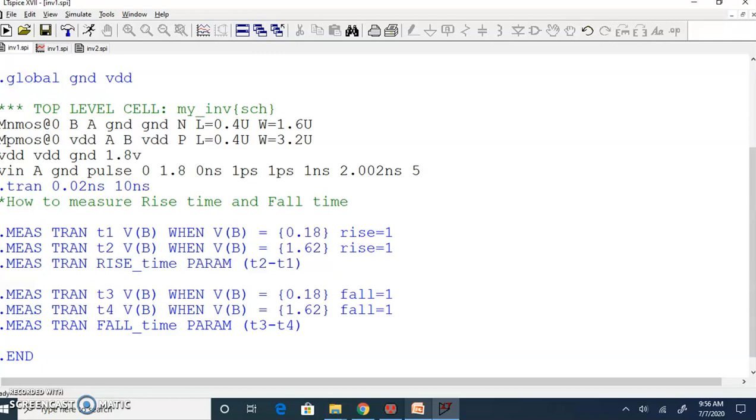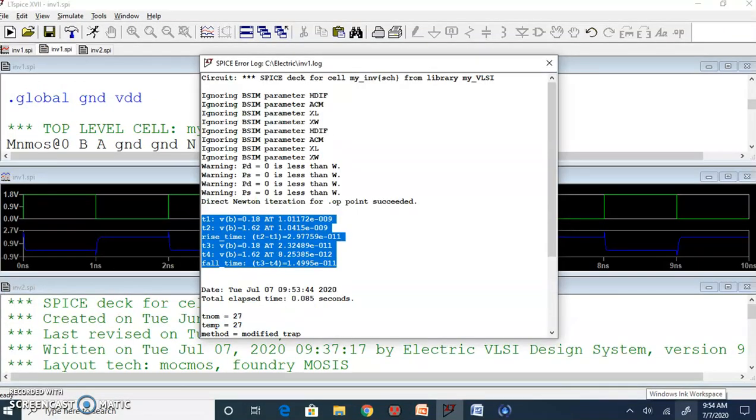Once I execute this, after running my script, I can go into View and observe the SPICE error log. So I can observe my T1, T2, rise time, T3, T4 and fall time. You can observe over here that the rise time is 2.9 into 10 raised to minus 11 second. So in picoseconds I can say it is 29.77 picoseconds. Similarly, my fall time observed over here is 14.99 picoseconds.